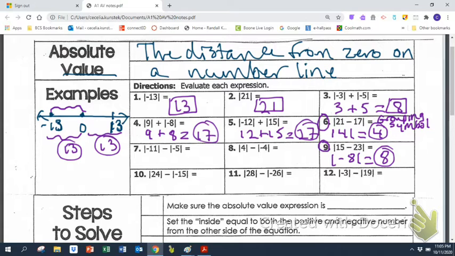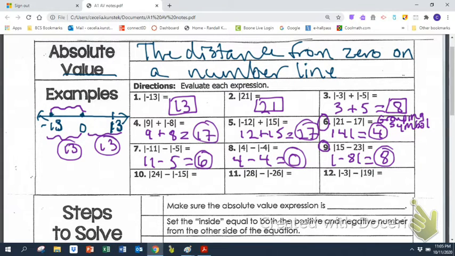Now let's go back and check these other ones, number 7 and number 8. Number 7 will give us the absolute value of negative 11 minus the absolute value of negative 5. We're going to get 11 minus 5, and that equals 6. So you try number 8. 4 minus 4. That gives us a grand total of 0.